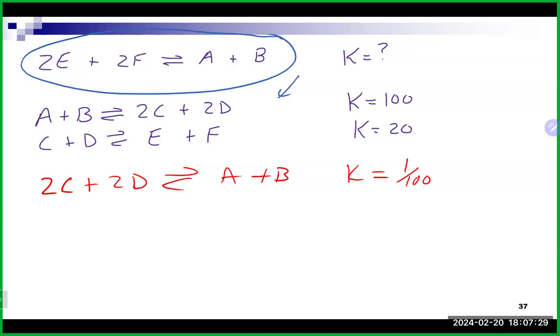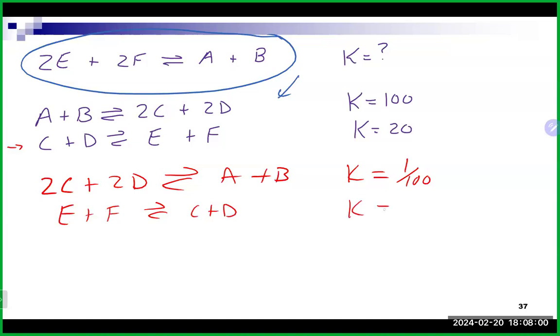I clearly can see E and F are on the left-hand side in the equation I need, but they're on the right-hand side in the equation I have here. So I know I need to reverse that one, but I also need to consider how many E's and F's I need. I need 2, but I only have 1, which means I also need to multiply that equation by 2. So I'm going to reverse the bottom equation first, which means it will look something like this.